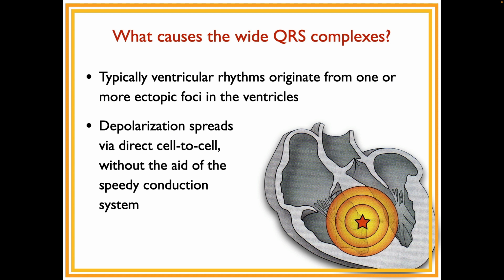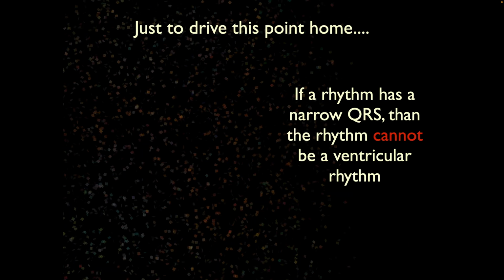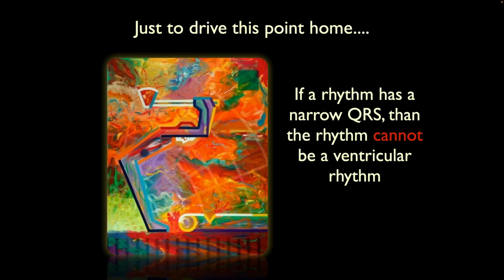and that leads to slow depolarization, which leads to a wide QRS on the ECG. And just to really hammer this home, if a rhythm has a narrow QRS, if the QRS is less than 3 small boxes, it cannot be a ventricular rhythm, okay? So that 5th step in the 5-step process up to this point, its only purpose has been to say, is there an IVCD or not? Now it's actually going to help us identify ventricular rhythms.